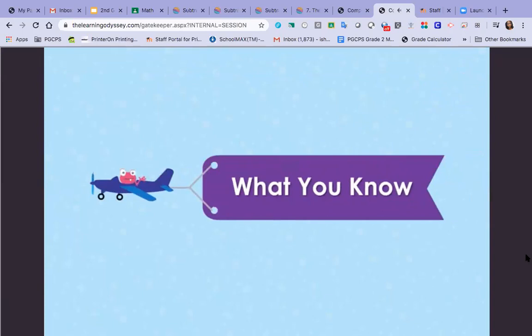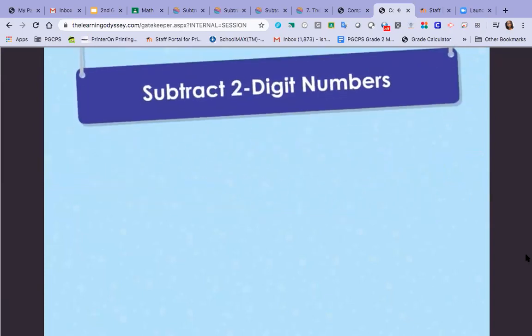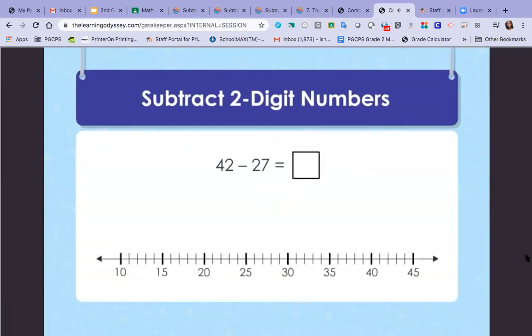Let's start by talking about what you already know. You know how to use a number line to subtract two-digit numbers. To subtract 27 from 42, start by placing a point at 42 on the number line. 27 is 2 tens and 7 ones. So, to subtract 27, jump to the left by 2 tens and then 7 ones. 32, 22, 21, 20, 19, 18, 17, 16, 15. Check it out. We're there. 42 minus 27 is 15.